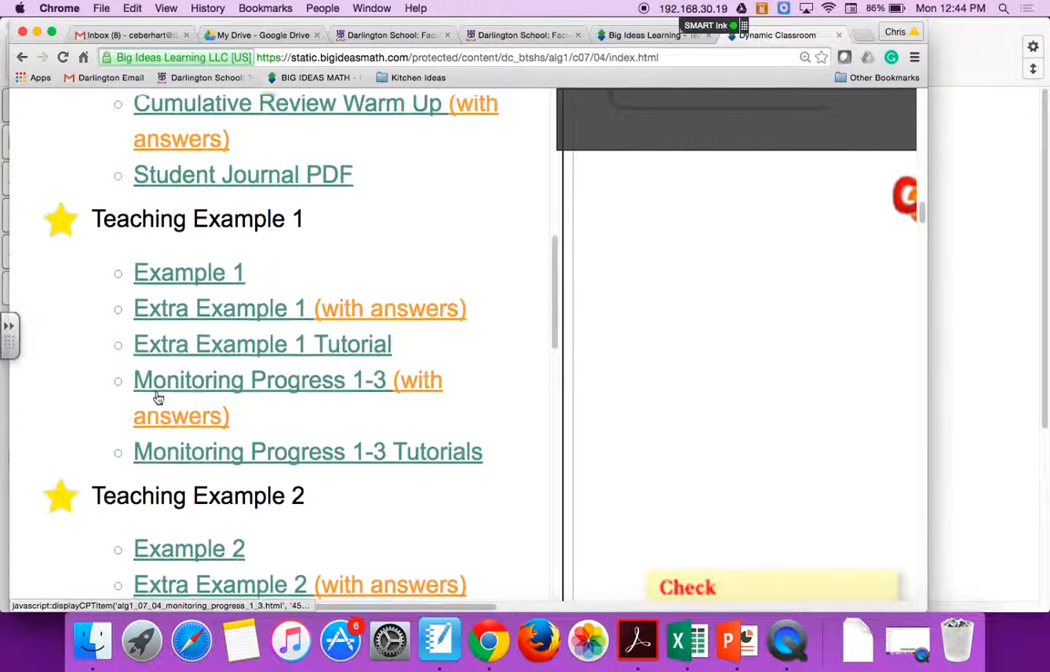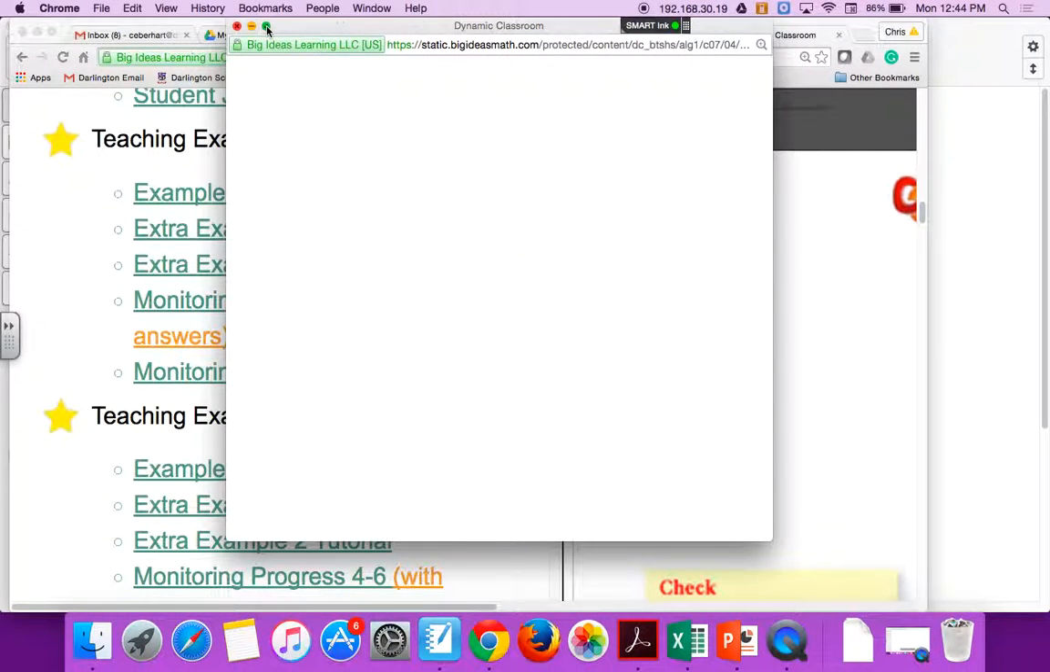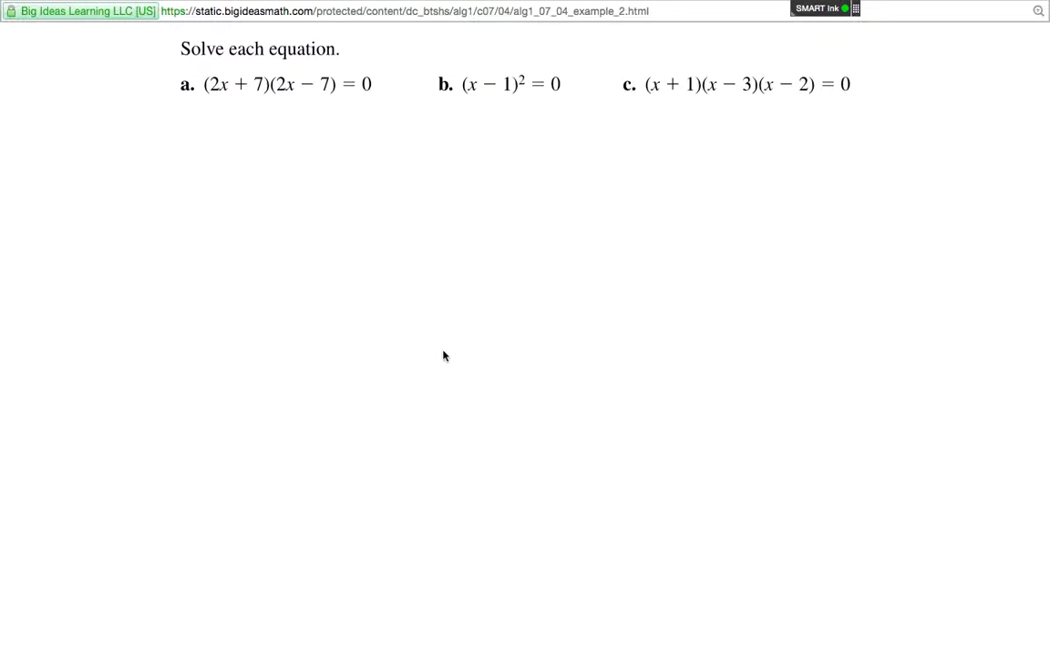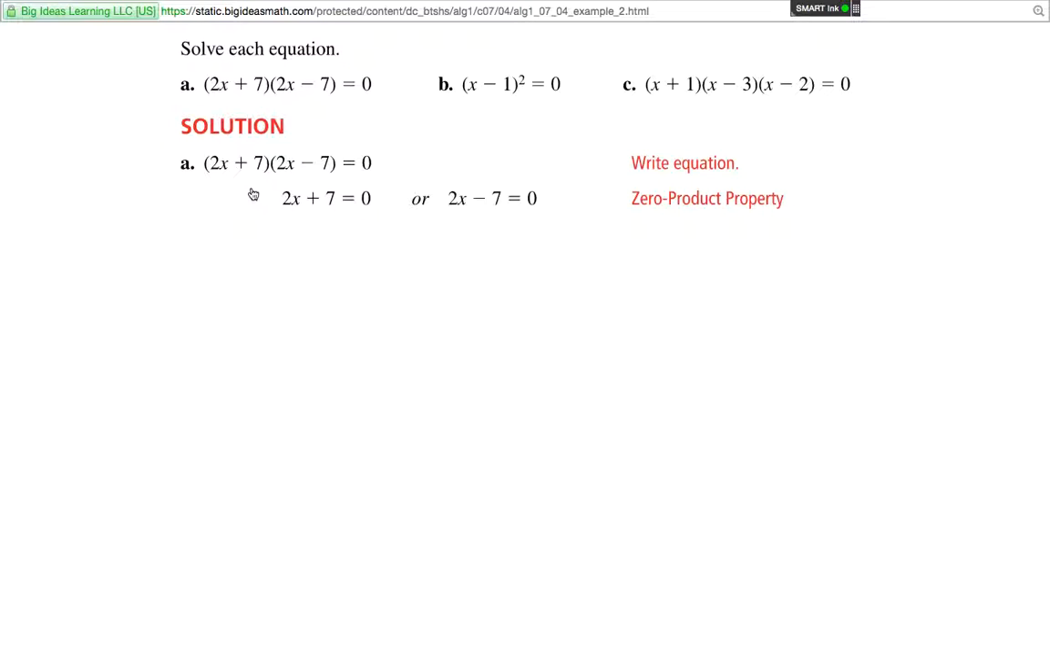Next one, example number 2. Solve each equation here. Notice these are very similar. You have 2x plus 7 and 2x minus 7. The only difference is the plus and minus. Just like your special case, this is a special case also dealing with solving for roots. When you set these two problems up, whatever you get for one will be the same for the other. The only difference is that one will be positive and one will be negative.